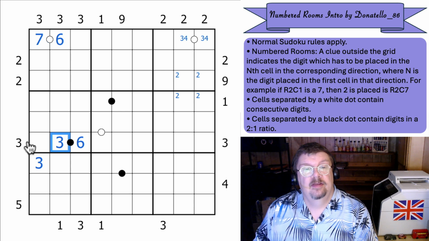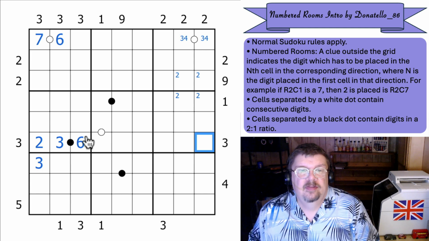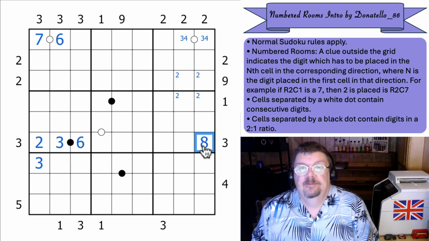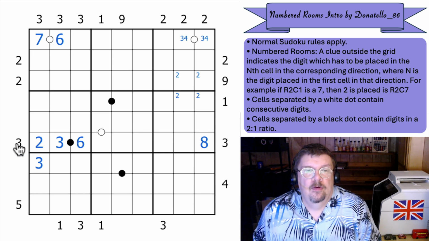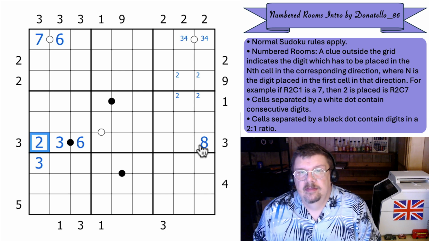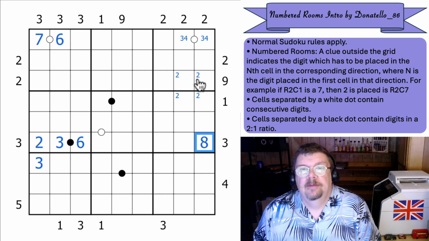And now we can see that in this row, 3 is in the second position from the clue, so that's a 2. And this clue, 3, is in the 8th position from the clue, so that's an 8. And in fact, if we have the same clue on either side of the same row or the same column, then the digits in the first cell from the clue are going to add to 10. Okay.